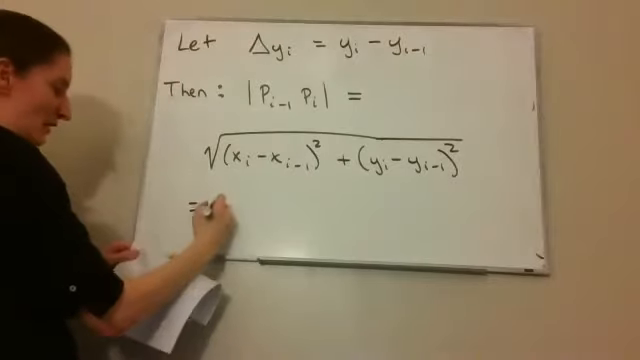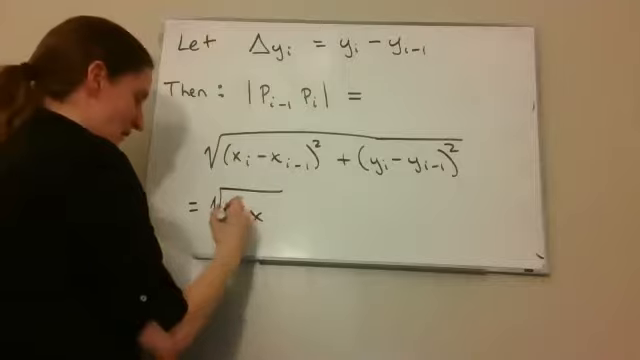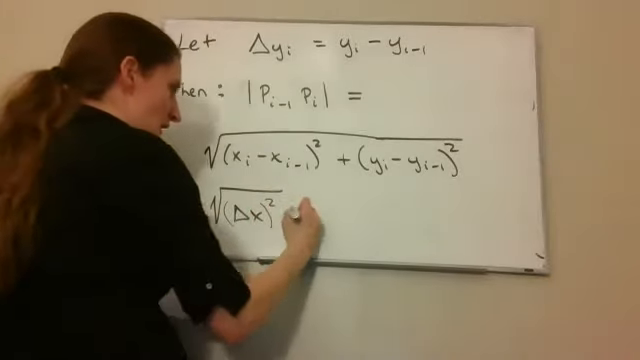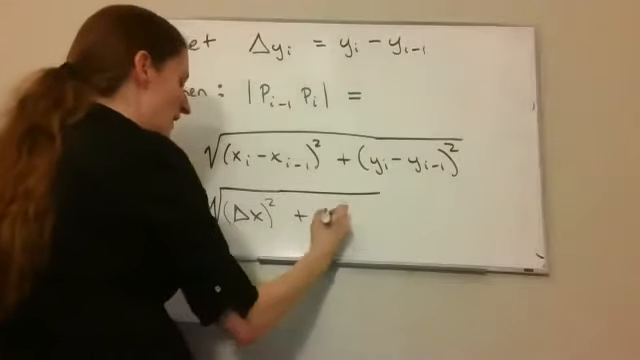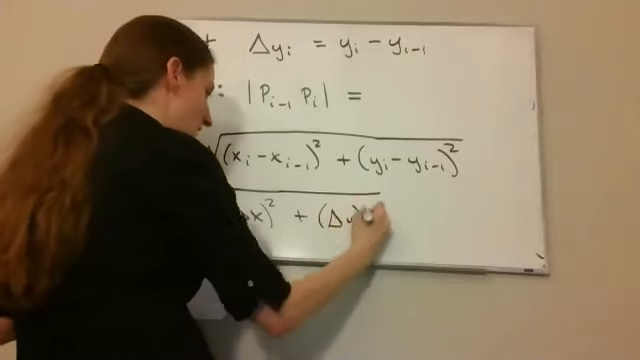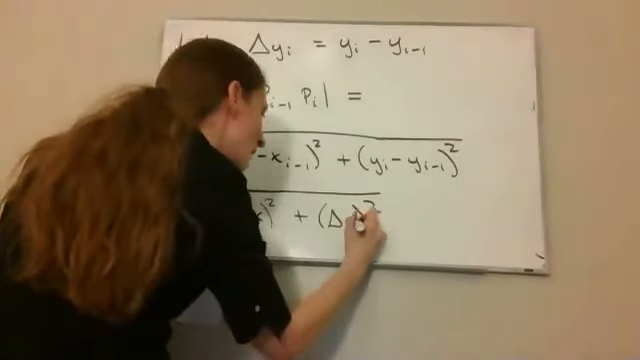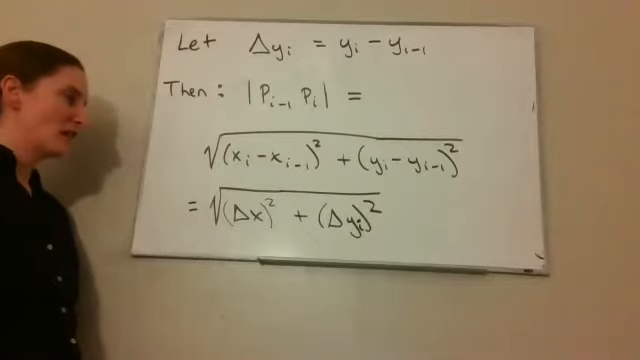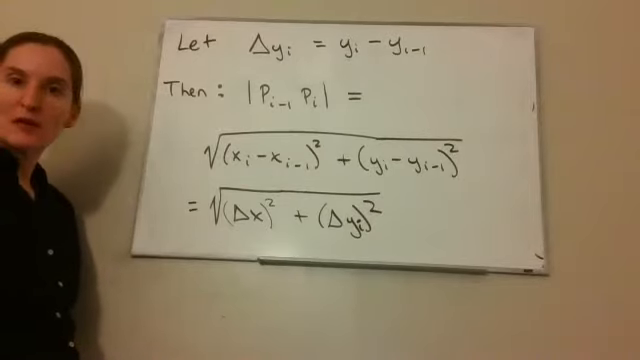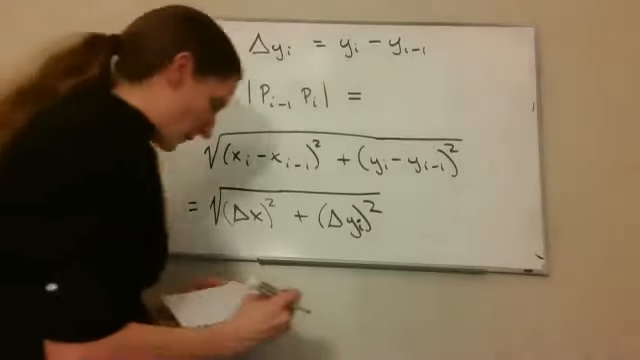And if I rewrite this a little bit, change in x's is delta x. And then we defined y i minus y i minus 1 to be delta y i. So I have that this distance is the square root of delta x squared plus delta y i squared.